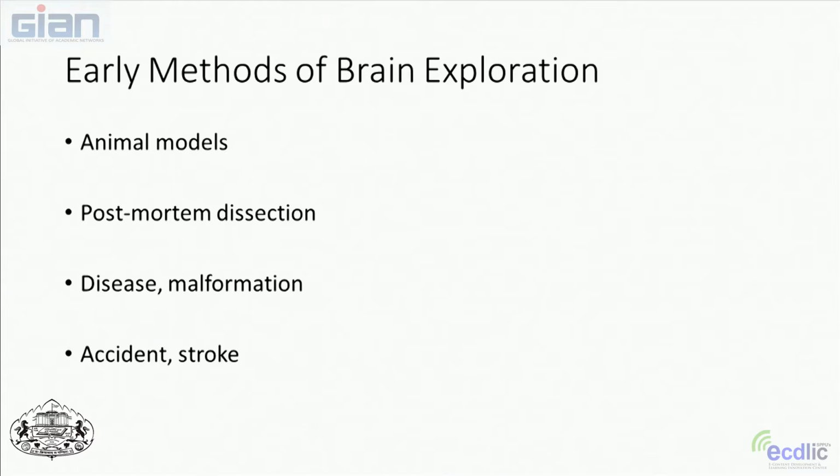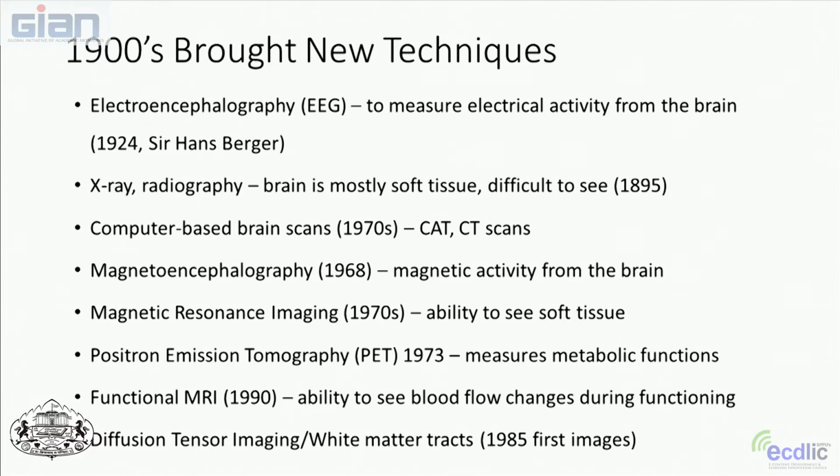So just to recap what we talked about the other day, there were early methods of brain exploration that people used, and some of these are still used today, such as animal models, post-mortem dissection, looking at diseases and malformations, accidents, and strokes. But these techniques have some limitations and can sometimes be difficult to translate to human subject research. So this is a slide I showed the other day.